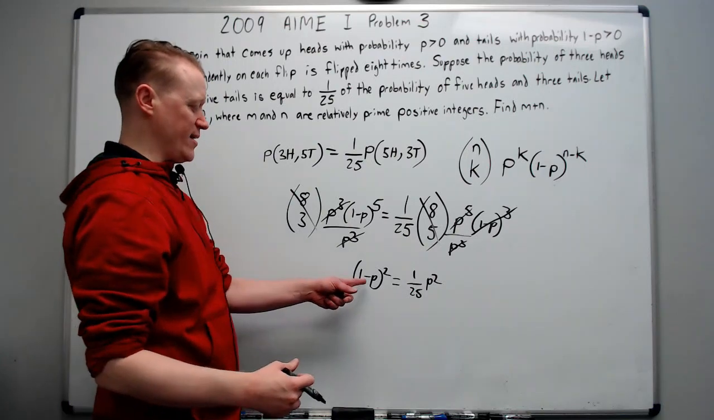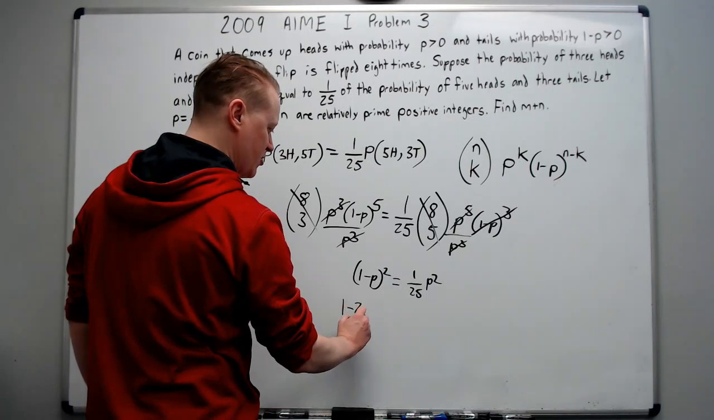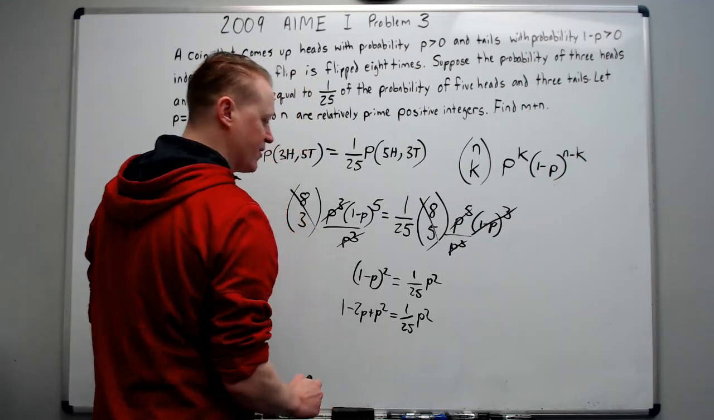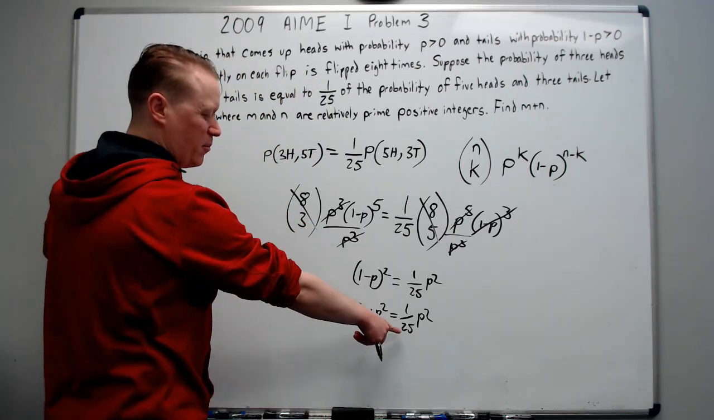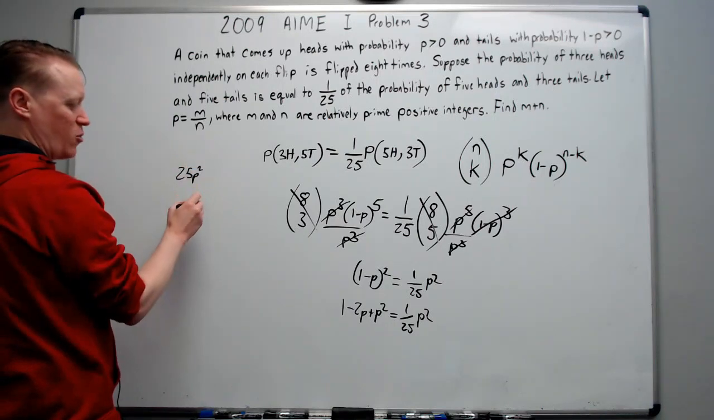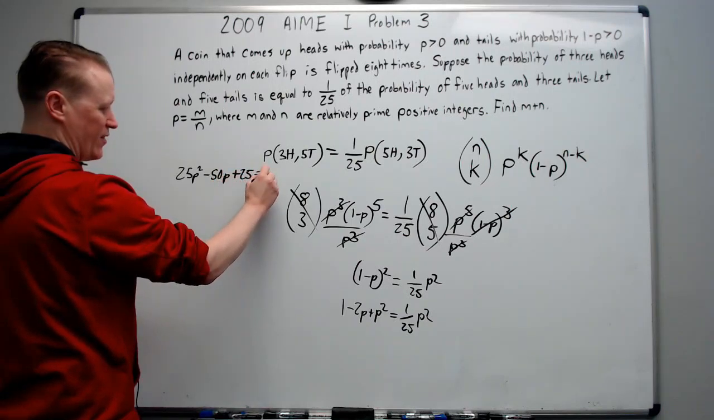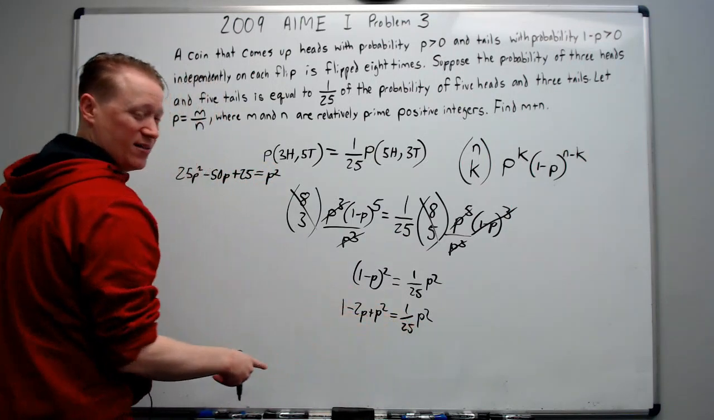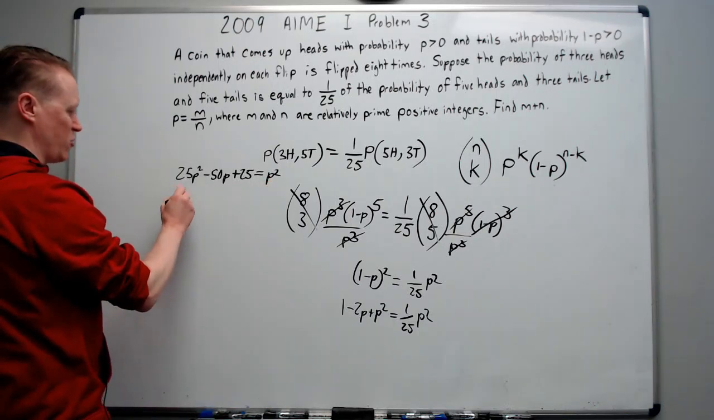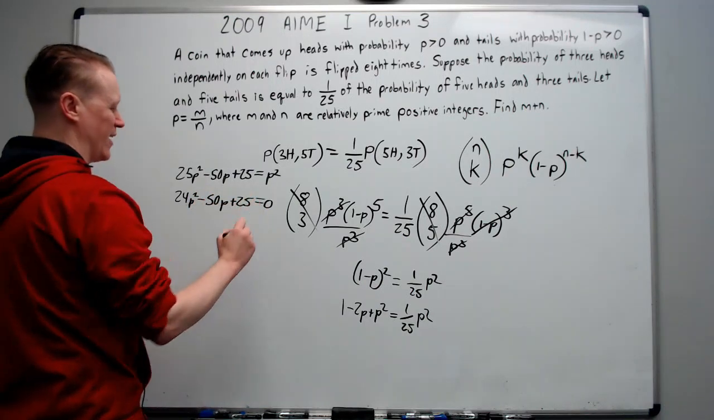Great. Now we can just expand this. So we've got 1 minus 2p plus p squared equals 1/25 of p squared. We can go ahead and multiply by 25. You're going to get 25p squared minus 50p plus 25 equals p squared. This p squared is still there after you multiply by 25. Now move it over here to get 24p squared minus 50p plus 25 equals 0.